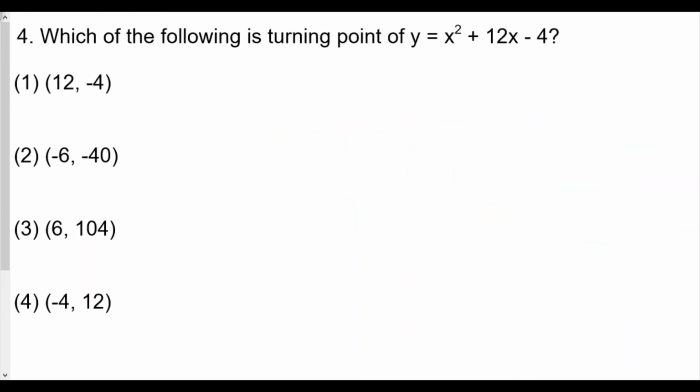Number 4. Which of the following is the turning point of y equals x squared plus 12x minus 4? So for this one here, we have to find the vertex. We have two techniques that we know. One technique, of course, is to find the axis of symmetry, then plug in to find the vertex, the turning point. Plug in for the y value to find the matching y. We also have another technique, which is completing the square.